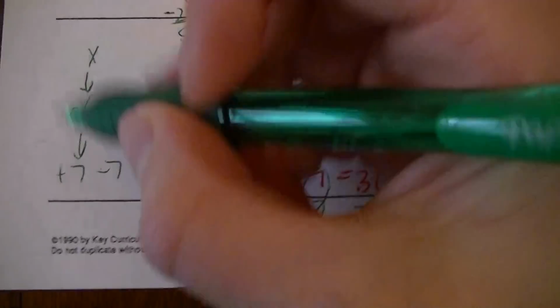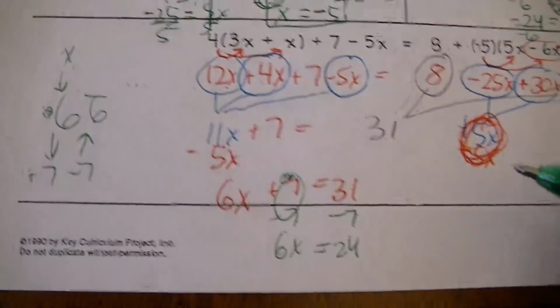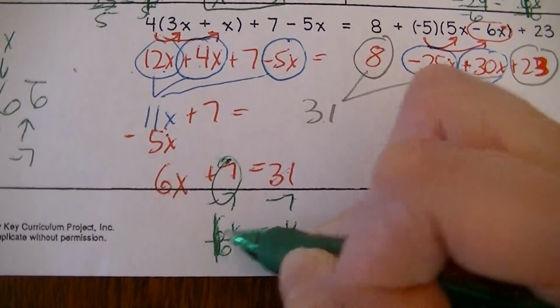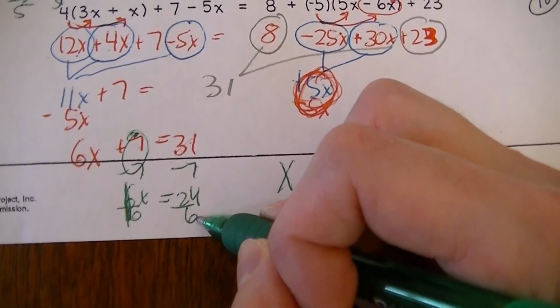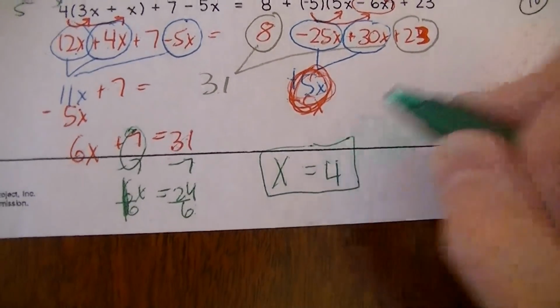Now that you've gotten it down here, inverse operation it back up. Inverse operation of times 6 is to divide by 6. Do that to both sides of that equal sign. 6 divided by 6 is 1. 1 times x is 1x, or x. And positive divided by positive is a positive, so 24 divided by 6 gives you a positive 4.